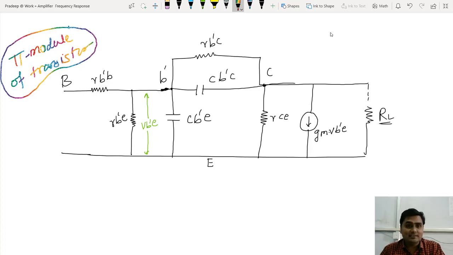So what is there in the pi model? Four internal resistances, two internal capacitors, and one output current source that I have shown. This load resistor is purely optional. If you want to keep it, keep it; otherwise you can remove it completely. So basically this is the pi model of a transistor. That was the intention of this lecture, to understand the pi model.